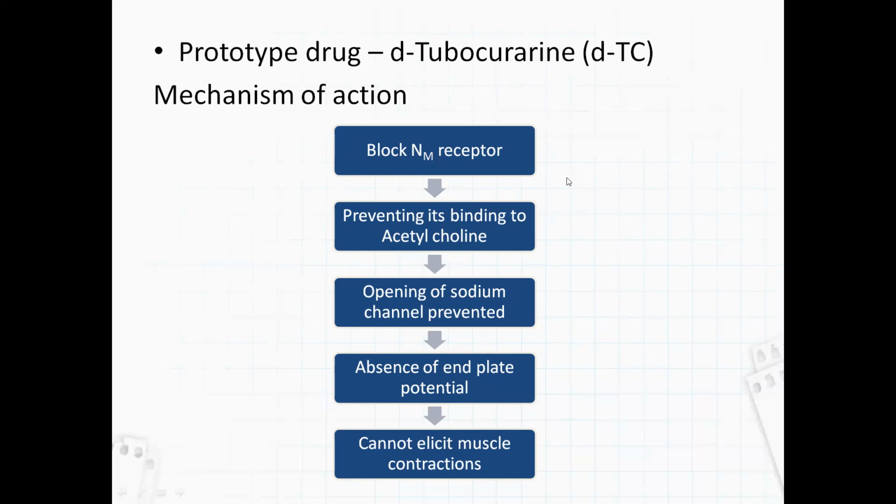This blockade of the receptor is a competitive blockade. If it is in a higher concentration, it will block the receptor, but it can also be surmounted, or removed, by a larger amount of an antagonist of D-tubocurarine, like neostigmine, for example. So it is a competitive blockade. The more the amount, the more effectively it will block this receptor.